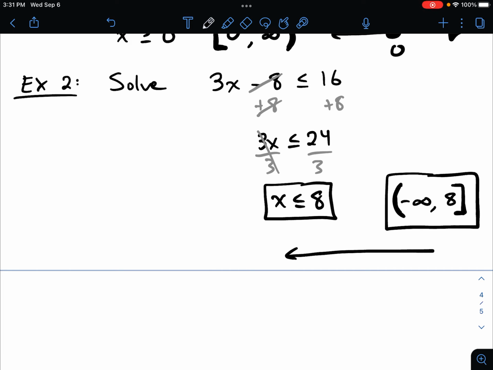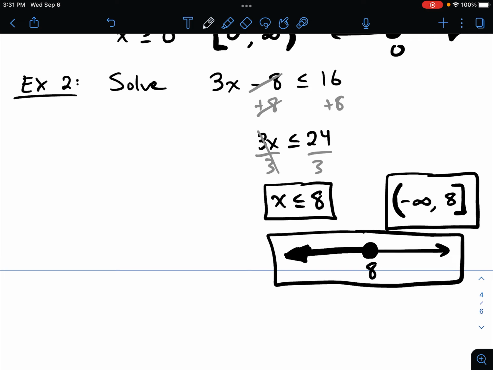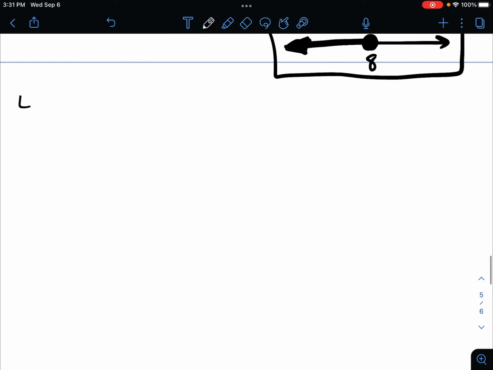As for the number line, we're going to put 8 right on the number line. It's or equal to, less than or equal to, so I want to do a closed dot. And anything less than or equal to 8 is going to be off here towards negative infinity, this way over there. All right, so those would be the 3 different ways that you could write the solution. Let's try one more.